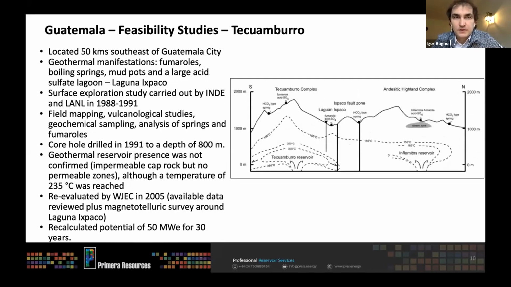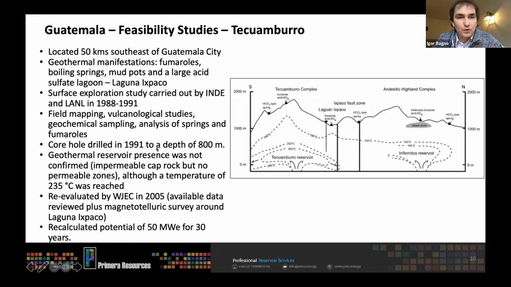Tecuamburro, another example, which is just 50 kilometers southeast of Guatemala City. And from the point of view of surface exploration, there are various geothermal manifestations like fumaroles, boiling springs, mud pots, and even there is a large acid sulfate lagoon called Laguna Ixpaco. And surface exploration was done again by Los Alamos Laboratory and the Guatemalan Institute for Electrification in the 80s and 1991. So they did the field mapping, they did the volcanological studies, geochemical sampling, and analysis of springs and fumaroles.